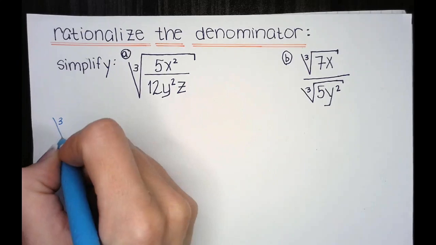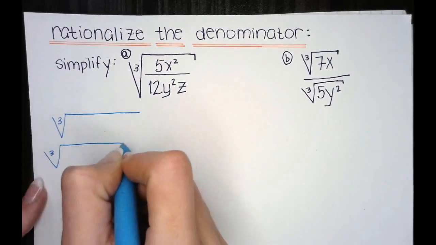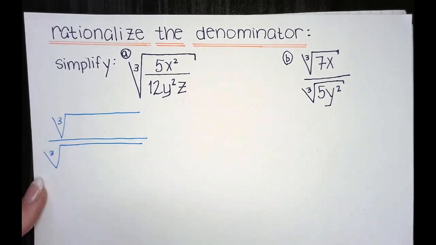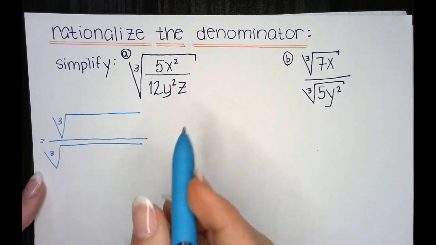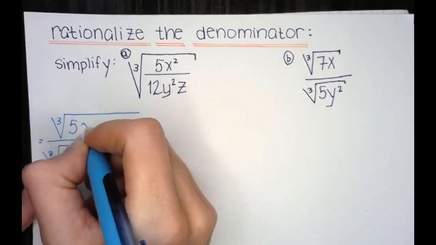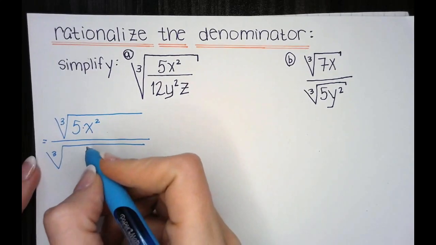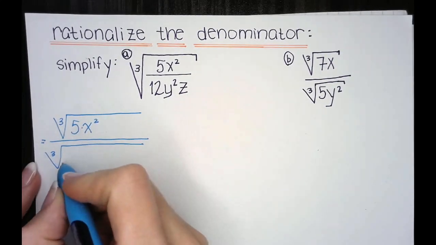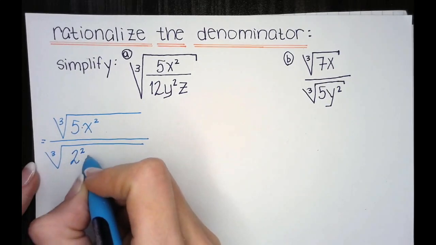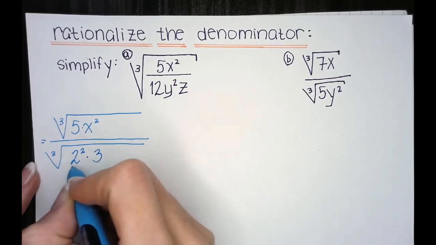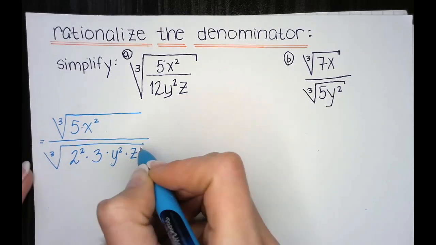I'm going to sort of set this up by making it two separate ones just to kind of break things apart a little. You don't have to make it two separate ones, but that's how I'm going to start it off. 5x squared, those are already prime factors. I can see how many of each thing I have, so I know how many more I'll need to get a perfect cube. So I definitely have 2 squared, that's the 4, and I definitely have a 3. 4 times 3 is 12. I have y squared here, and I have z to the first.